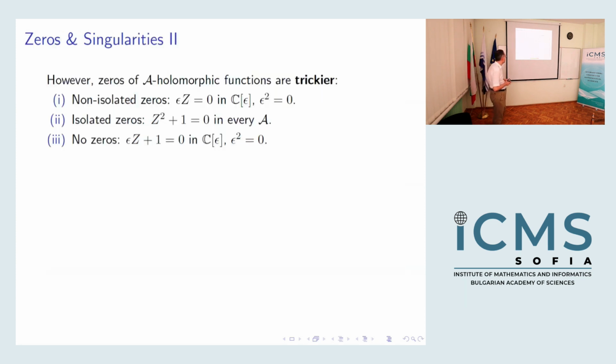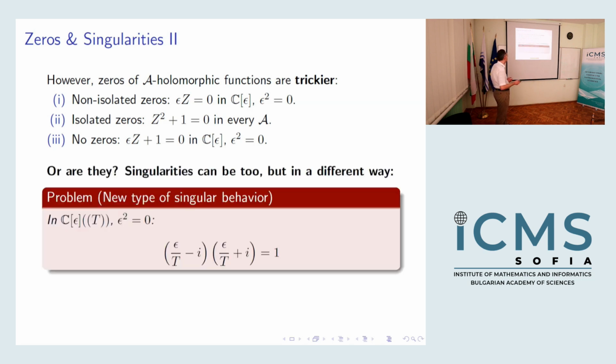Right, and so let's look at zeros now, that we talked a little bit about singularities. Well, zeros can be trickier because we do not have this clean correspondence like in the complex plane. We have non-invertible elements, right, more generally, not just zeros. And so we can have non-isolated zeros, we can have isolated zeros or no zeros at all. But singularities, they take the edge over the zeros in terms of tricky behavior, because there is a new type of singular behavior here. So here's the example again in the simple dual numbers. We get to have two Laurent series that are inverse to each other, and both have honest poles. This does not happen in the complex plane.